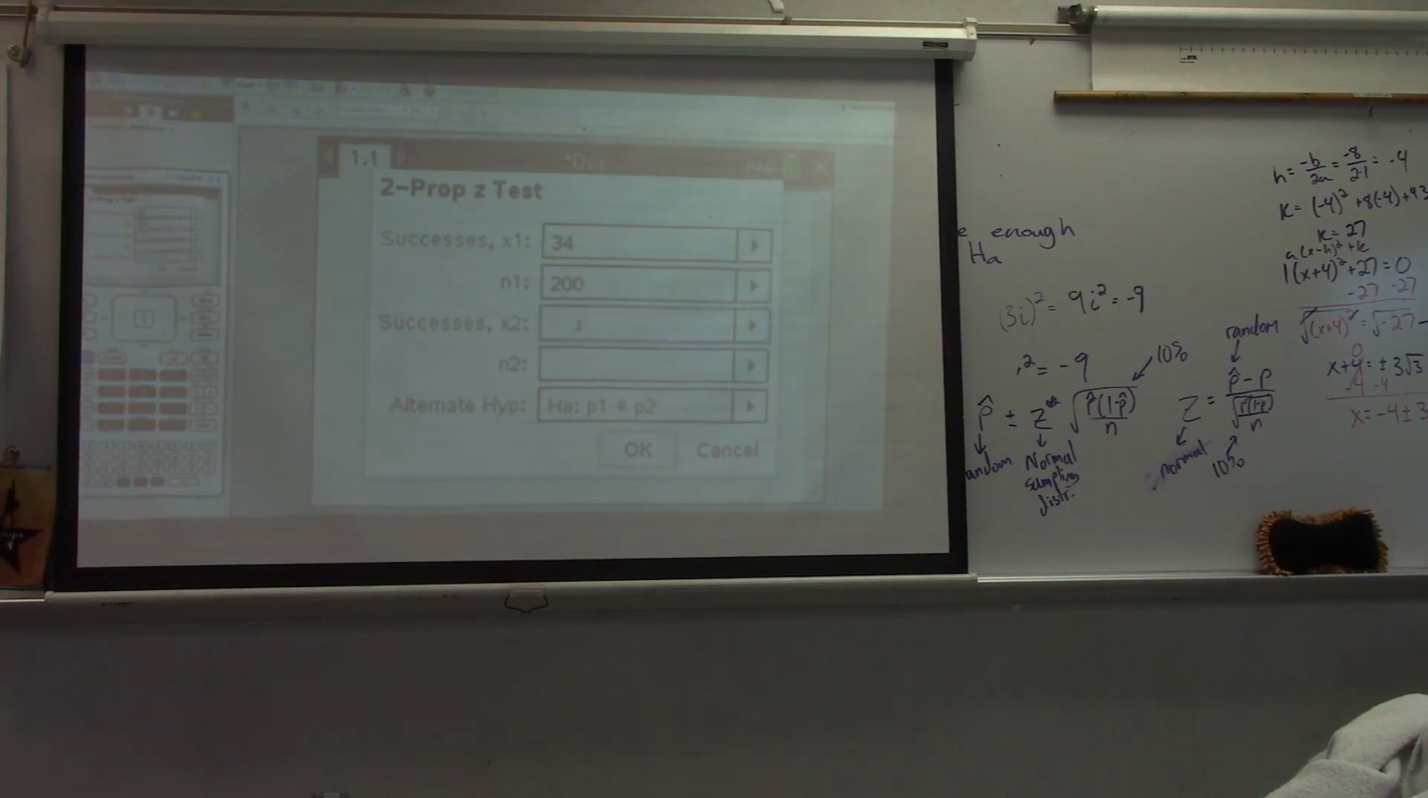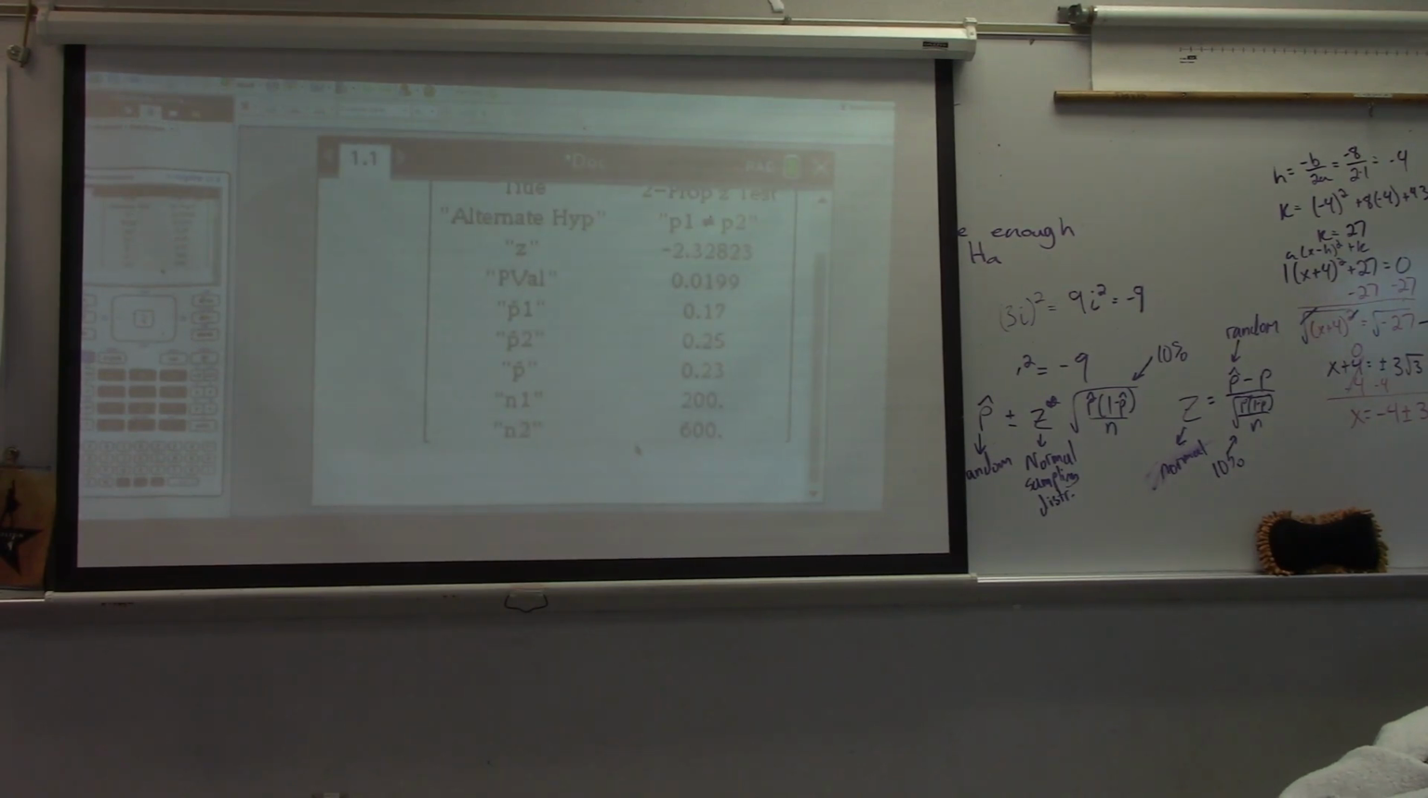200 successes for sample 2. 150. 150. 25% of 600. Yep. Sample size is 600. Now, we don't have to stress about it here, but in the problem it does say different from. So what would the alternative hypothesis be? Not equal to. And just hit OK.